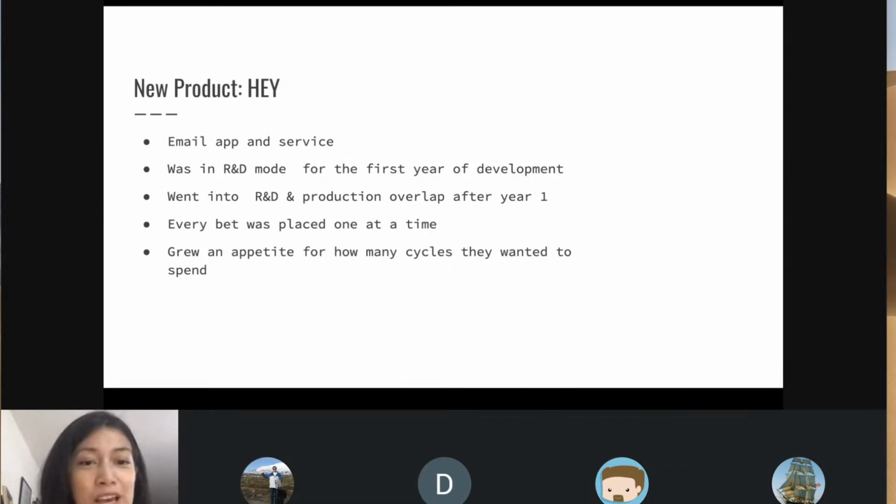Then every bet was placed at one time, so every piece of the project was placed at one time. Of course, they also have their normal Basecamp product to work on, so I guess they would work on this alternatively or with different teams. Then they grew an appetite for how many cycles they wanted to spend. I don't think they expected to spend 2 years on this, but they just kept going because they thought it was worth it and they wanted to bet on the projects.